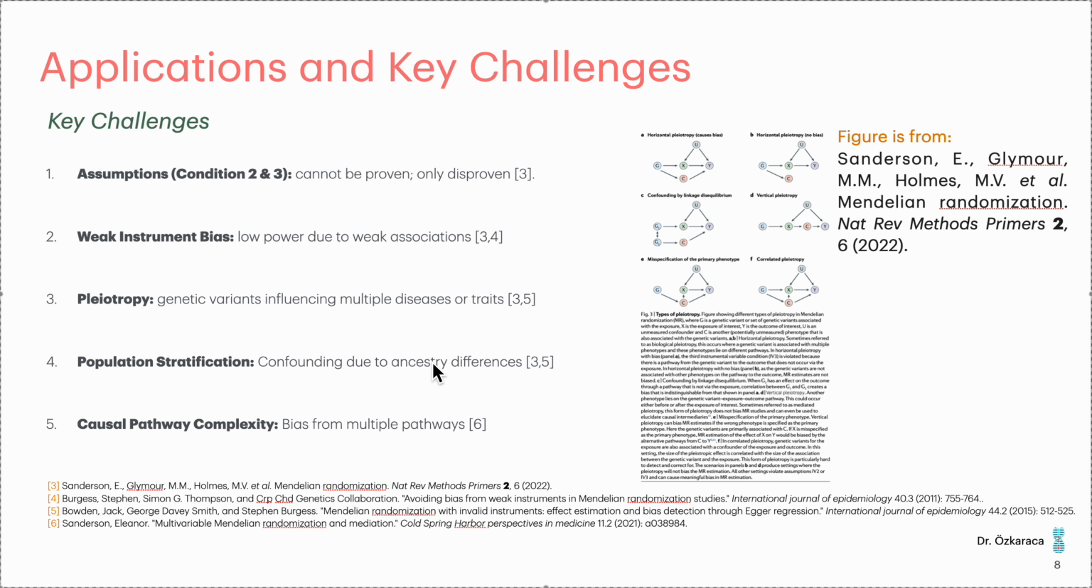And lastly, the complexity of causal pathways. Standard MR assumes a relatively simple causal pathway between the genetic instrument, the exposure, and the outcome. However, in reality, there could often be multiple pathways which can introduce bias, again, if not adequately modeled. These challenges highlight the importance of careful study design and robust sensitivity analysis, as well as advanced statistical techniques to ensure reliable MR estimates.